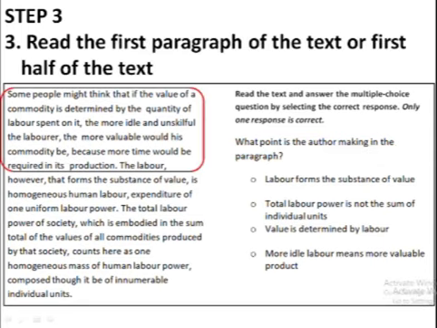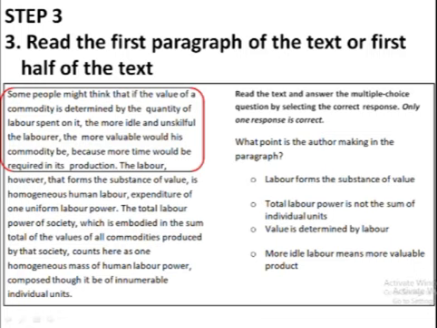Okay, now let's do the third step. Read the first paragraph of the text or first half of the text. So now this text is all just one paragraph. So we'll start reading. Some people might think that if the value of a commodity is determined by the quantity of labor spent on it, the more idle and unskillful the laborer, the more valuable would his commodity be, because more time would be required in its production. So that's it, because the next sentence is a large sentence.